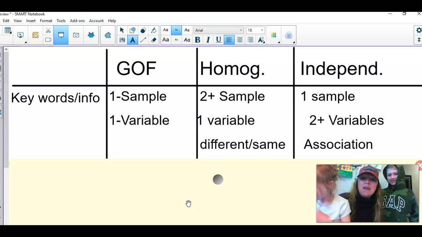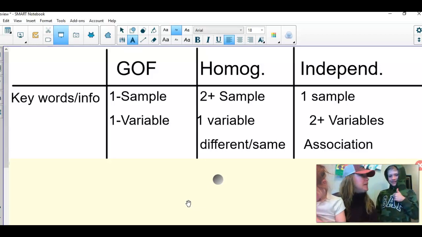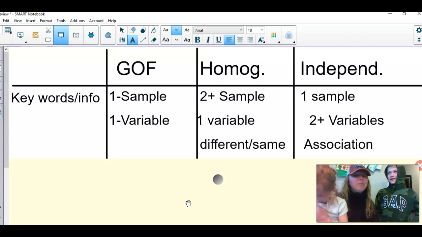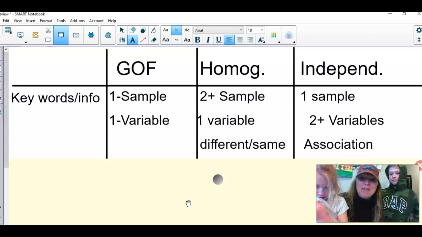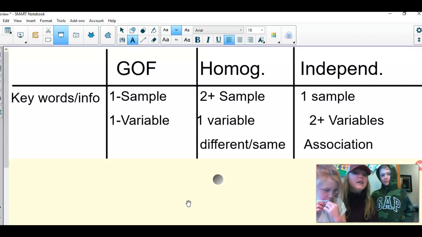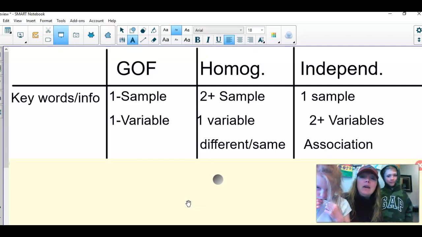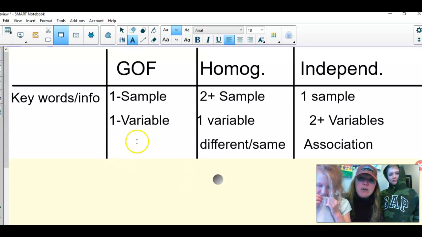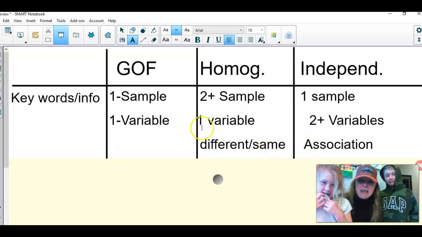Finally, the chi-square test for independence. Hey, Anders, how many samples are there for independence? I told them it's a 1 sample for independence. But Anders, how many variables are you looking at? 2. And a key word in independence is association, as well as homogeneity. You're going to see words like different and same, but really just pay attention to how many samples there are and how many variables there are.